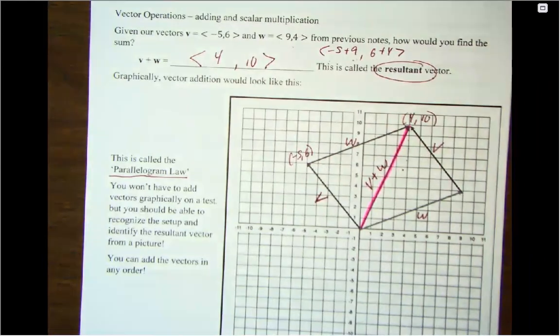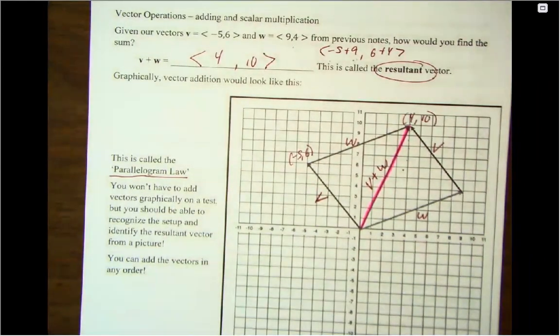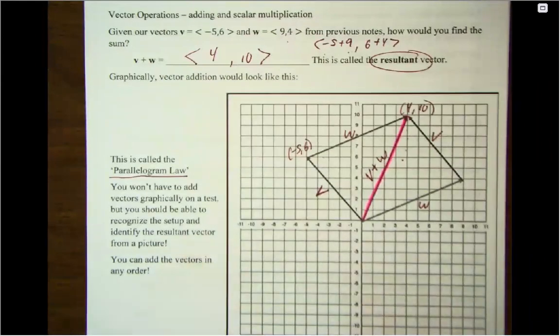Okay, kind of interesting. Again, we're not going to make you do this on an assignment or a test, but I would like you to be able to at least recognize the setup of it, so that if you do see it in an upper level math class, if you go on to a math class in college next year or something like that, at least it's not completely foreign to you.